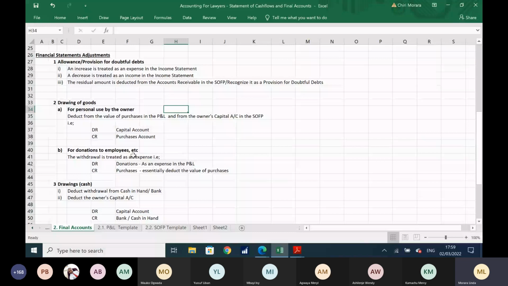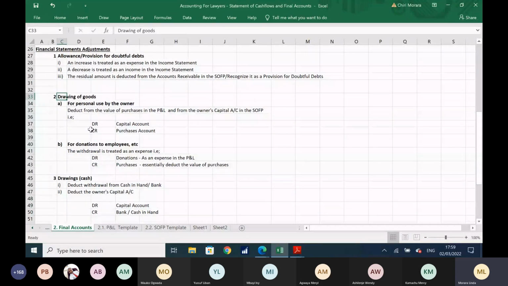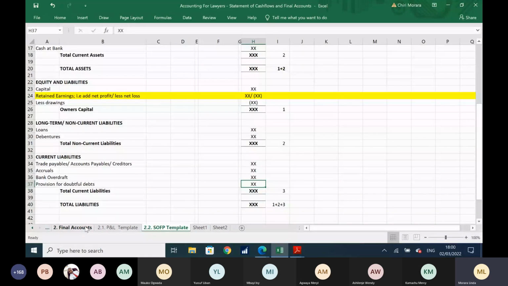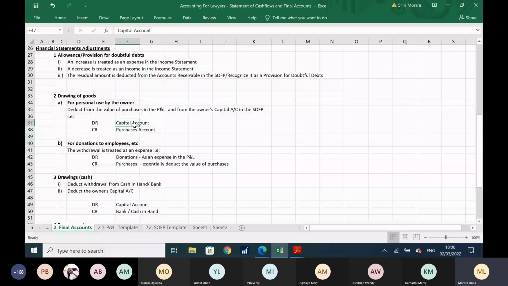And then also you could draw goods. I think we already said this. So if you draw your goods, I am the owner, I take a few drawings from the business, then it means that the cost I incurred in buying the goods that have been withdrawn did not go into generating revenue for the company. And that is why I need to debit my capital account. Your capital account is on the equity and liabilities side, so if you debit it, it means you're reducing the amount of capital.